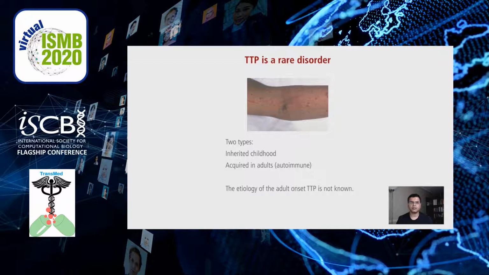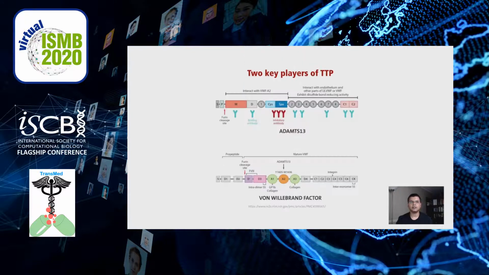In spite of several years of studies, the etiology of the adult onset or the autoimmune variety of TTP is not really known. What is known is that there are two major players. The first major player is an enzyme called ADAMTS13, and this enzyme actually cleaves another protein called VWF. VWF mostly acts as a glue, and when ADAMTS13 activity goes down, either because of an inherent deficiency or an autoimmune response against ADAMTS13 protein, then the VWF goes scot-free, and then it acts like a glue to create clots all over the body.